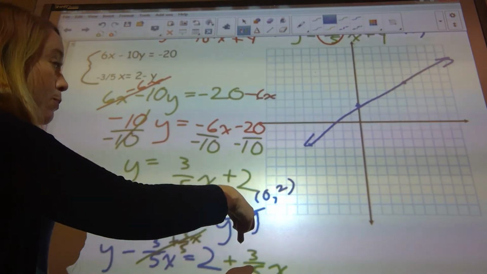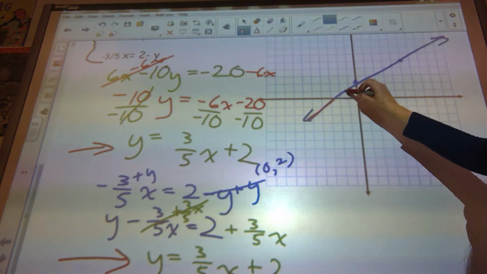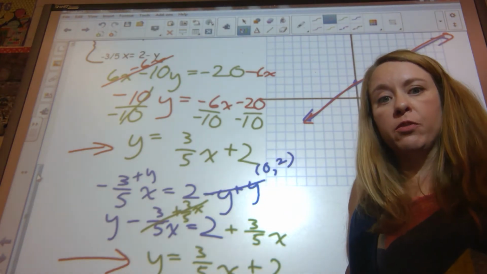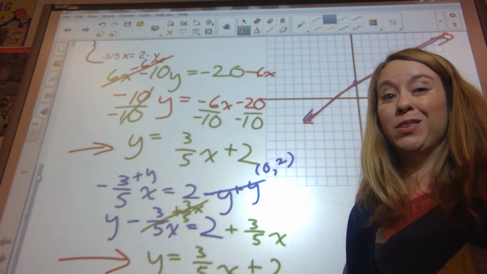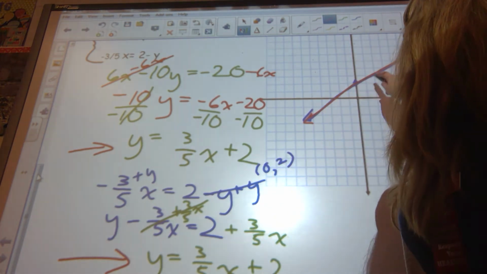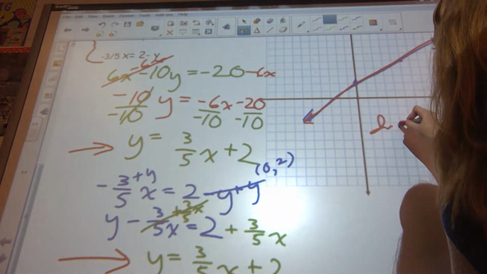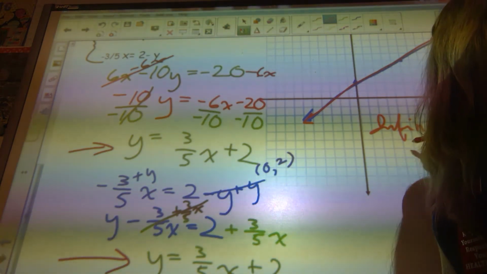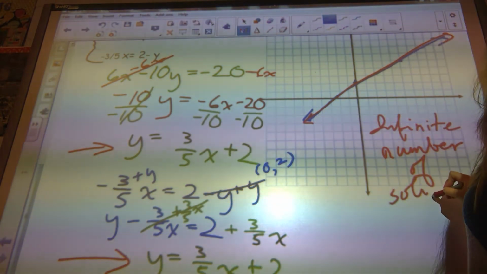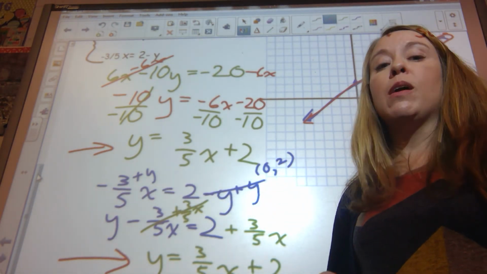So if I was going to plot this point again and use my slope, I would get exactly the same exact line, okay? So how many solutions are there to this system of equations? When they're at the exact same line, that means that there is an infinite number of solutions because all of the points on the line match up both directions, okay? So we have an infinite number of solutions. That's when both of the lines in your system are the same line, then you have an infinite number.